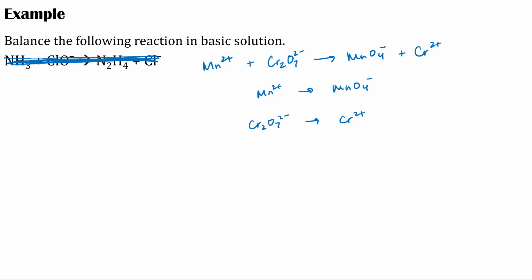All right, so I'm going to balance this in basic solution, and the way that I do that is different than your book tells you. I wait to make it basic until the very end of the balancing process. They do it in the middle of the process, which I think creates more places for error. So everything I do up until the very, very end will be the same as it would be if it was in an acidic solution.